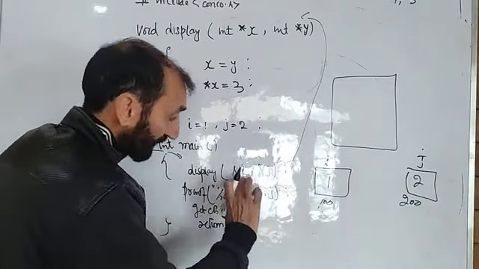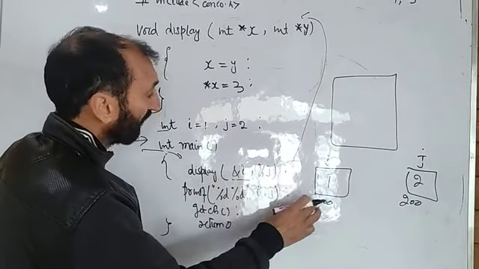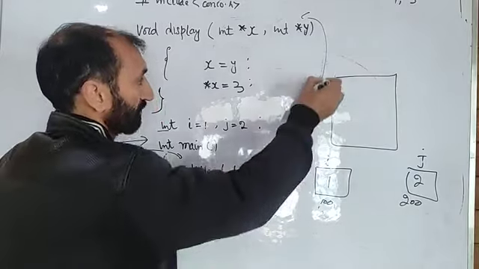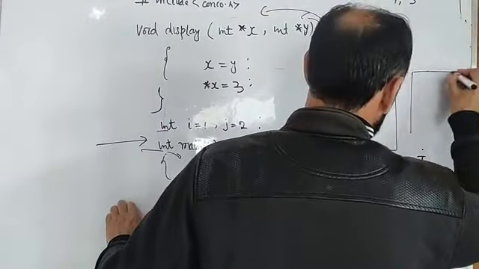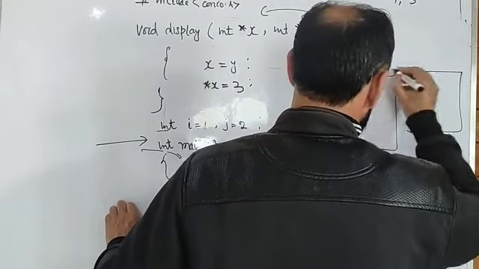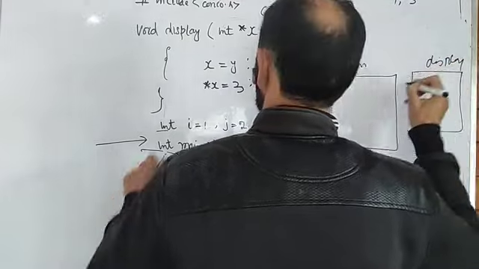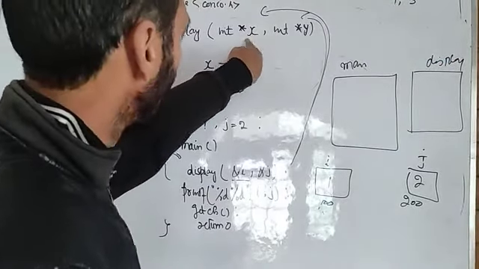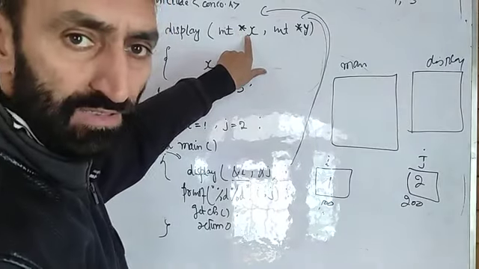Here, the call by reference method has been used. In this case, the address of I, that means 100, is going to be passed to the display function. And in the display function, for example, this is for main and this is for display. In the display function, there are two pointer variables, x and y, because these are integer pointer variables.